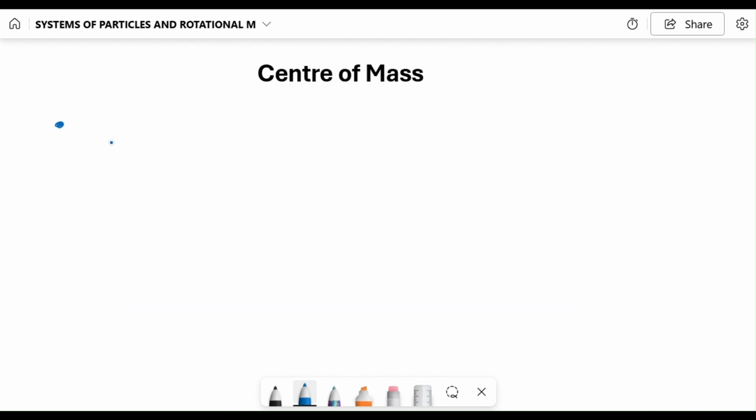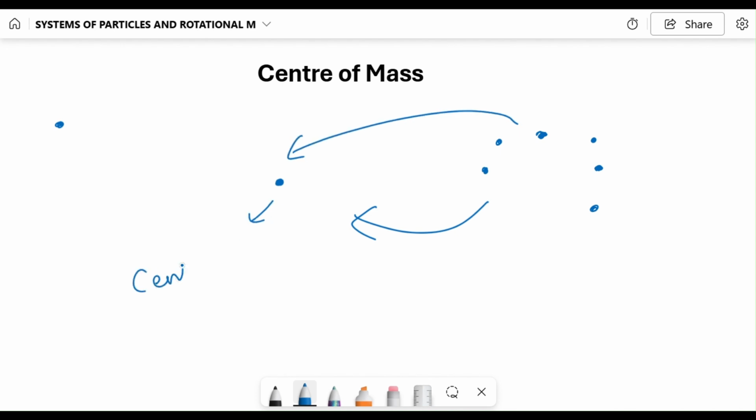So center of mass is a kind of concept of making equivalence where suppose there are many point masses here, and if we want to choose a single point mass which can produce the same effect as these point masses are producing altogether, that point mass will be called center of mass, or more precisely the location of that point mass is the center of mass.